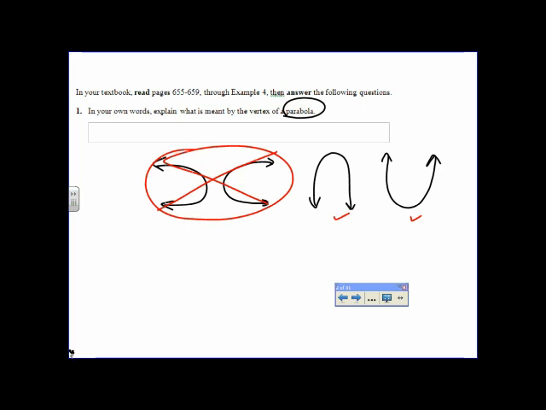In a parabola, there is either a highest point here or a lowest point down here, and that point is called the vertex. The question for number 1 says, explain what is meant by the vertex. The vertex is the highest or the lowest point in a parabola. So go ahead and write that in there. The highest or lowest point in a parabola.